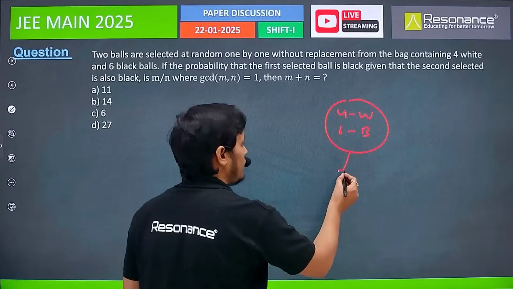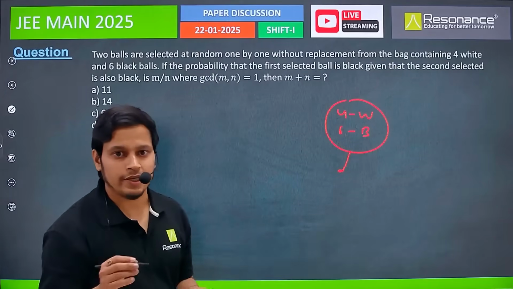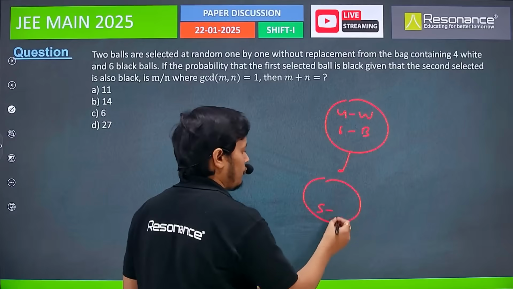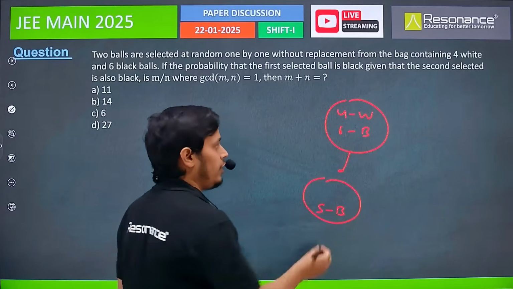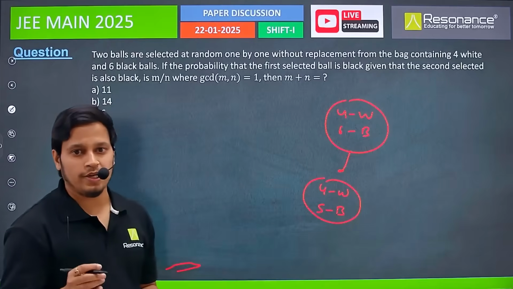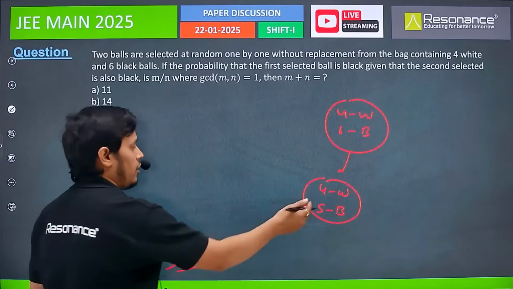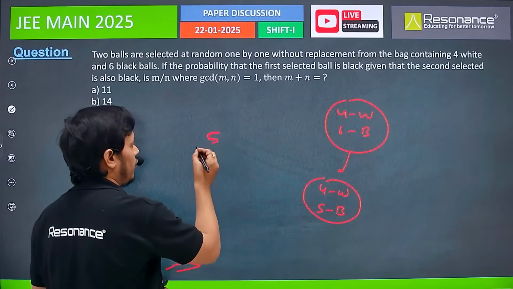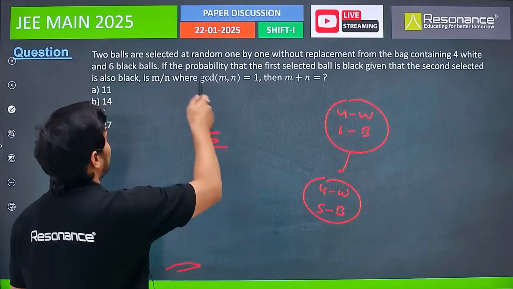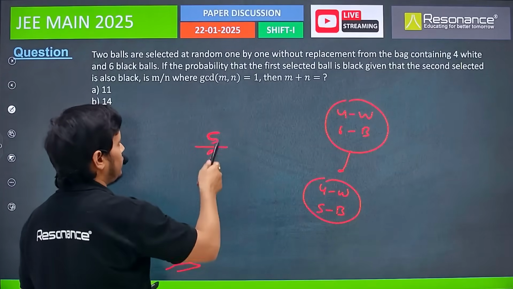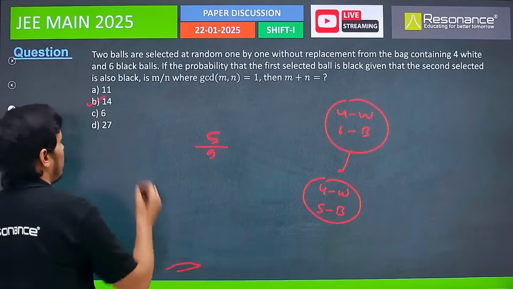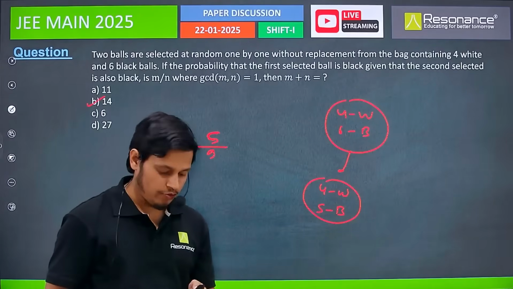I can use two things: either the Bayes theorem, or directly conditional probability without using the formula. How to use it? They are saying it is given that the second ball is black. Let me remove one black out of these 6 black. So for the first ball we have only 5 black and we have 4 white. Now we want the probability that the first ball is black. How many are favorable? 5 are favorable and the total is 9. Okay, the probability is 5/9. As they are saying m/n with GCD, greatest common divisor, equal to 1, that is okay. Then we need m + n, and that is equal to 14.